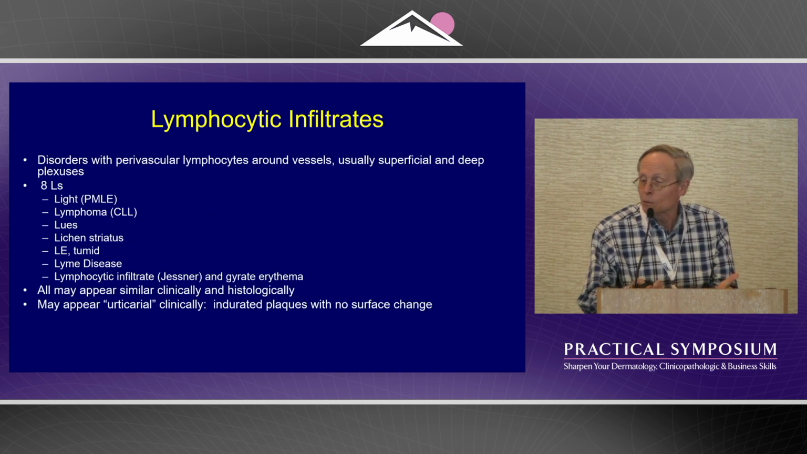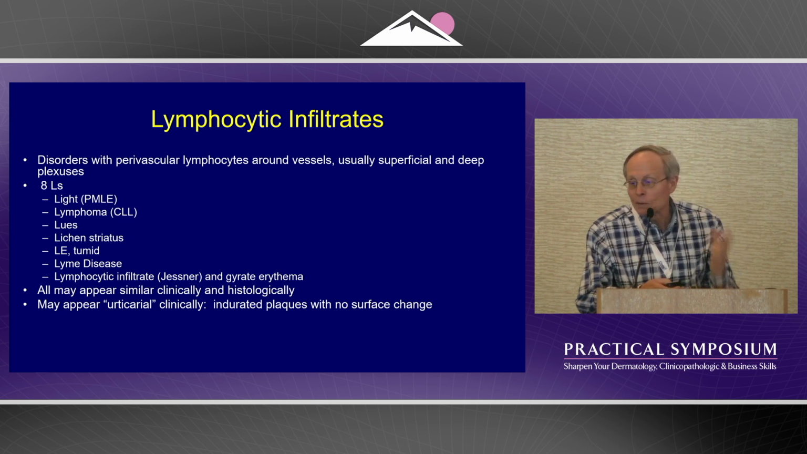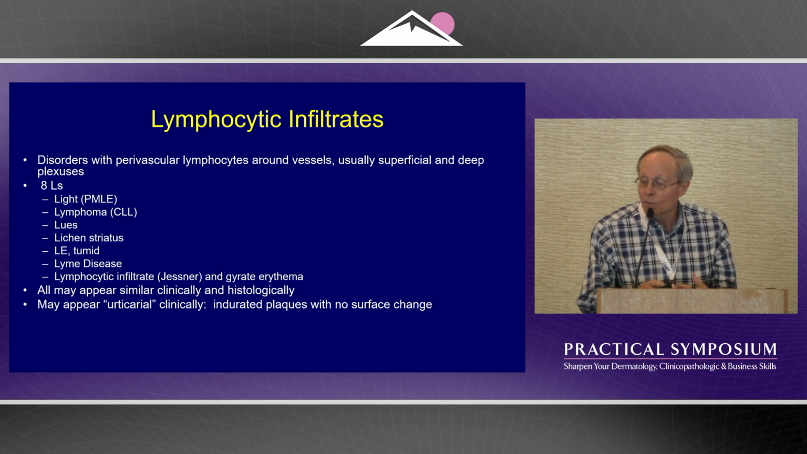The same thing happens with the lymphocytic infiltrates. These can all look quite similar under the microscope. So you get a superficial and deep infiltrate with lymphocytes. Sometimes if you have plasma cells associated with that, you can think of the possibility of Lyme disease, erythema chronicum migrans.